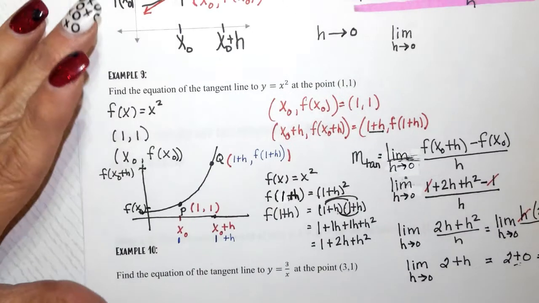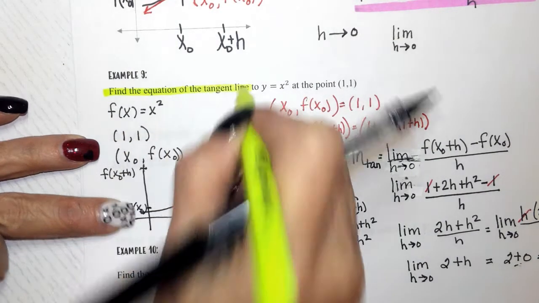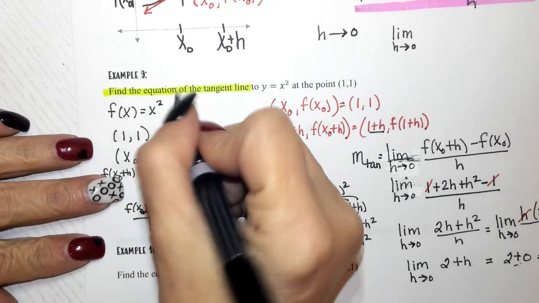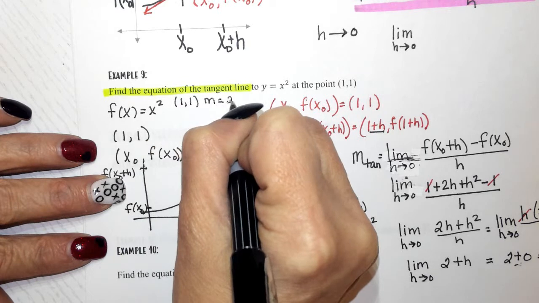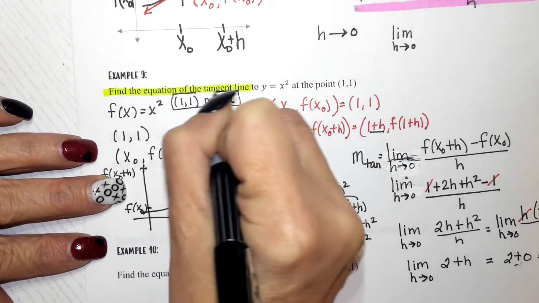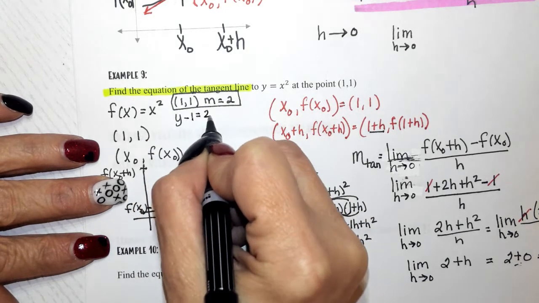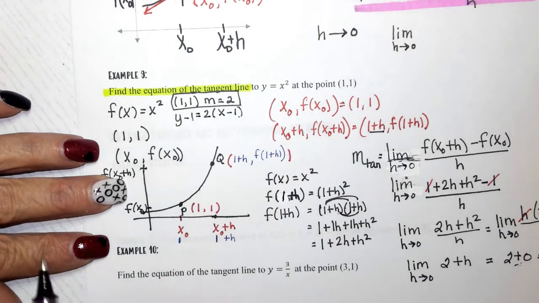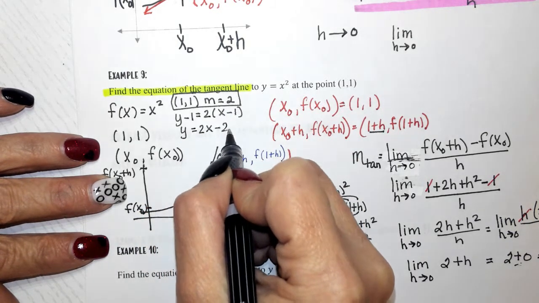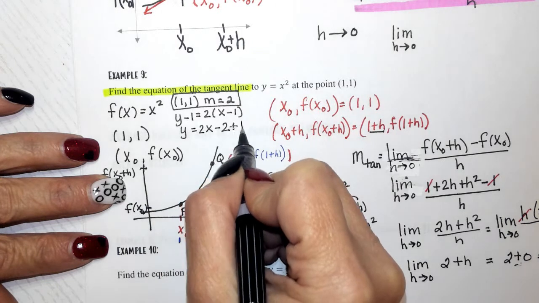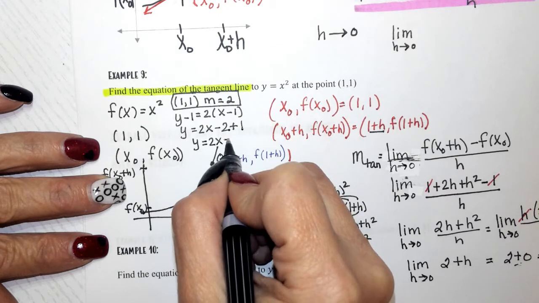The question was, though, find the equation of the tangent line. To find the equation, you need a point, which is 1, 1, and you need the slope of the tangent, which is 2. I now have both of those. So y minus 1 equals 2 times x minus 1. Y equals 2x minus 2, and I'm going to add 1 to both sides. So y equals 2x. Negative 2 plus 1 is negative 1.